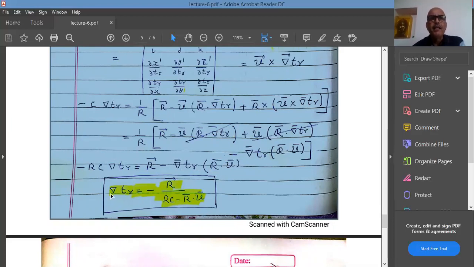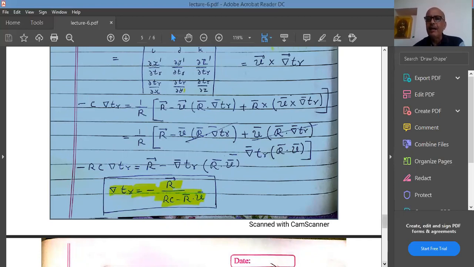So now with a little rearrangement, because we have gradient of t_r here, we take it onto this side and we can rearrange this to write down gradient of t_r to be equal to minus vector r upon rc minus r dot v. It's a very important expression that will be very useful in the next lecture while getting the information about the electric field vector E and the magnetic field vector B from the Liénard-Wiechert potential.